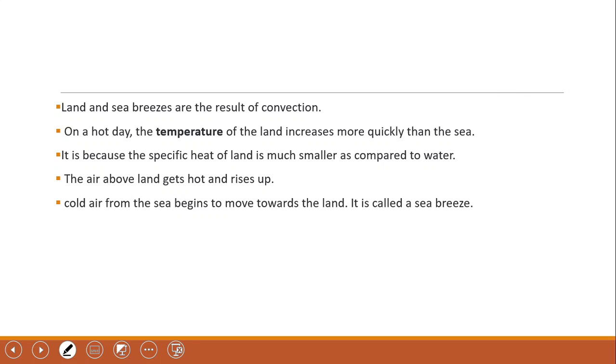Okay, now we've talked about how land breezes and sea breezes are a very huge example of convection and how they control the temperature in those areas majorly. So what happens is that land and sea breezes are a result of convection. We've talked about that. So on a hot day, the temperature of the land increases more quickly than that of the sea. Again, we've talked about that in regards to the conductive properties or the specific heat capacity of land and sea.